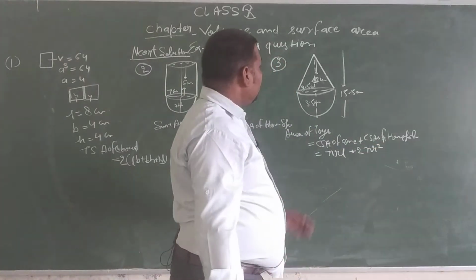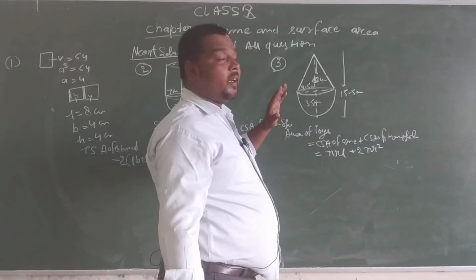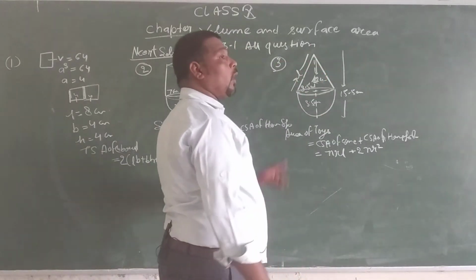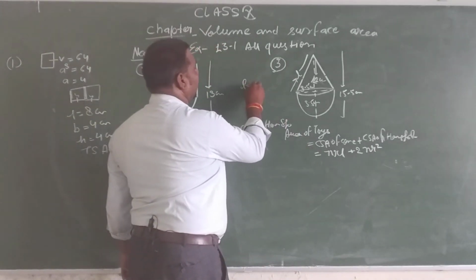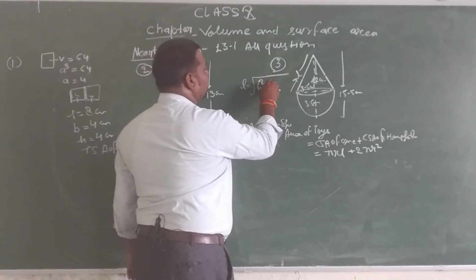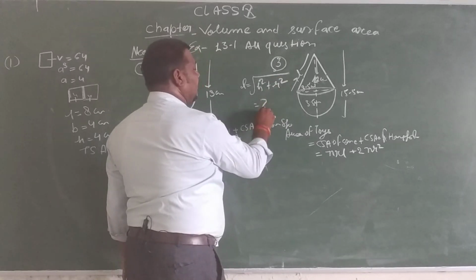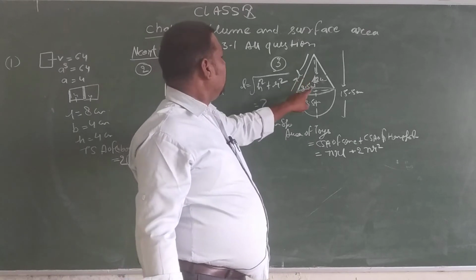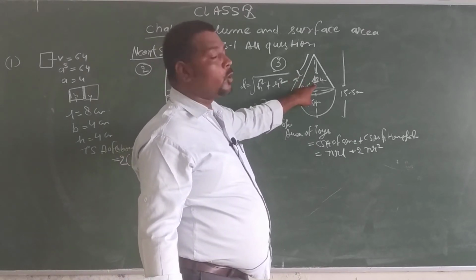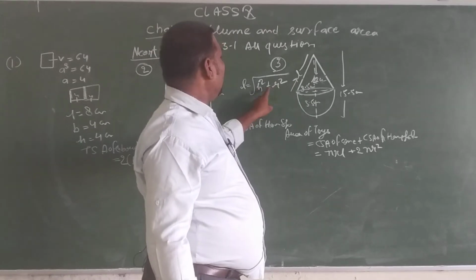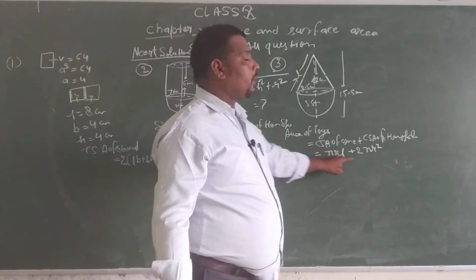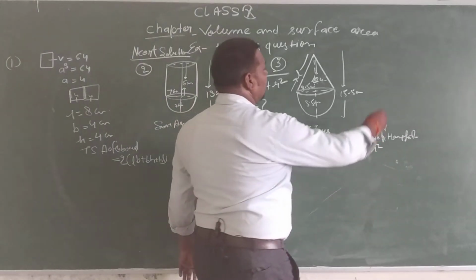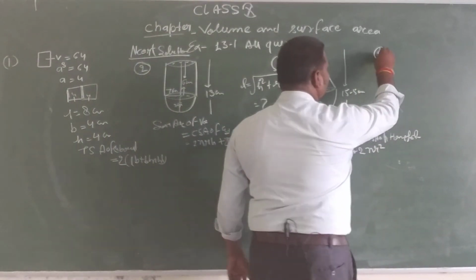But major problem. Here L is not given. What is the L? L is the slant height. So at first you find the L. L equals to under root H square plus R square. Utilizing this formula, at first you find the slant height of the cone. Radius is 3.5 and height is 12. Then after apply this and find your answer. Okay, clear students? Now on question number 4th.